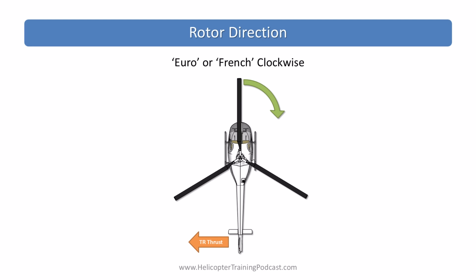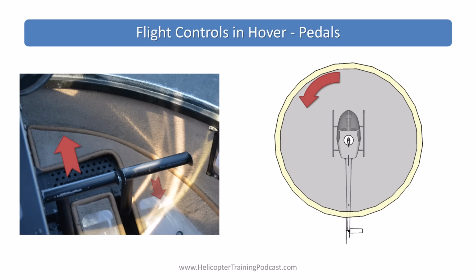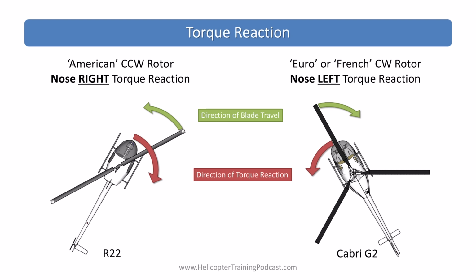Now the Cabri G2 is opposite that, so in the Cabri, the power pedal is the right pedal. But in all helicopters, left pedal turns the nose left and right pedal turns the nose right. We just have different torque reaction and power pedals.